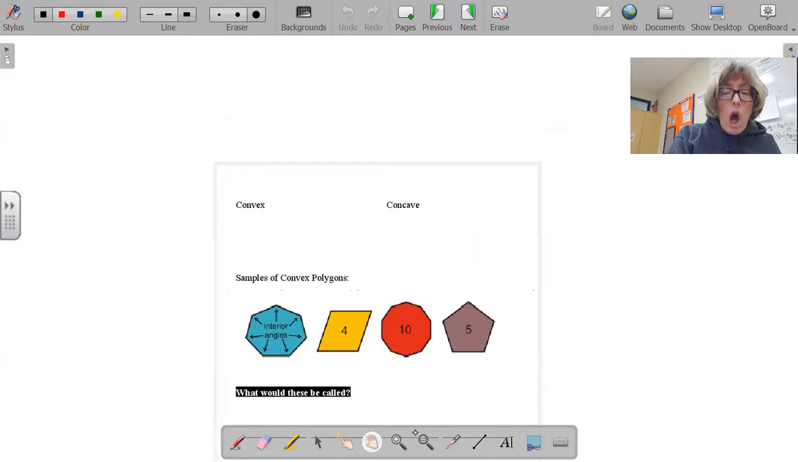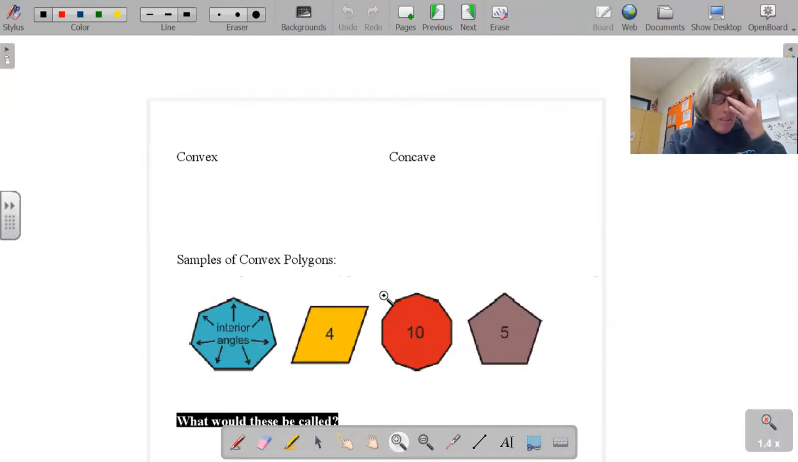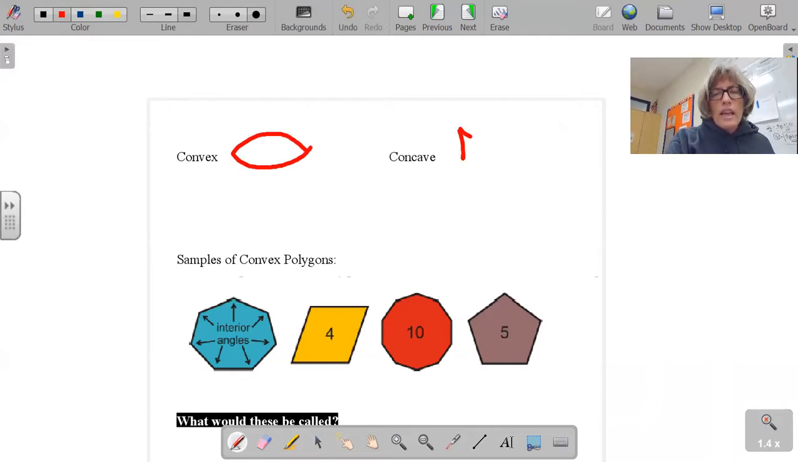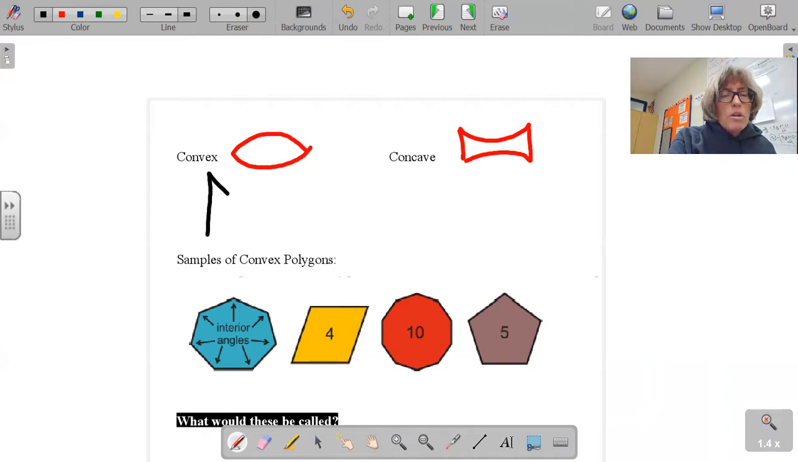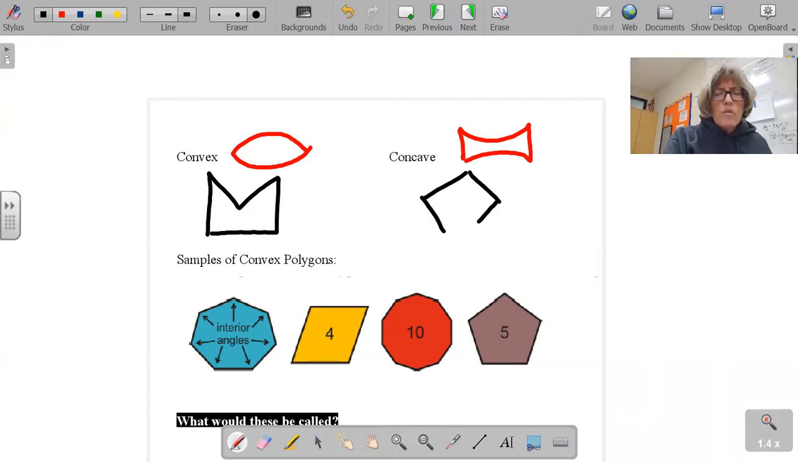Now we need to talk about the difference between convex versus concave. You may have come across these terms with glasses or lenses. Convex lens concentrates light. Concave lens diffuses light. So maybe you learned about convex and concave in the term of glass lenses. But in geometry, convex is a shape. One, two, three, four, five. Believe it or not, that's called a pentagon. One, two, three, four, five. That's also a pentagon.